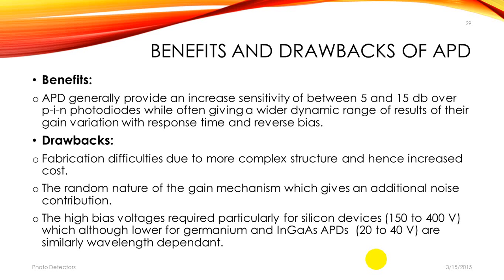Now the drawbacks: fabrication difficulties due to more complex structures and hence increased cost. The random nature of the gain mechanism, which gives an additional noise contribution. Then the third point, the high bias voltage required, particularly for silicon devices, 150 to 400 volts, which, although lower for germanium and indium gallium arsenide APDs, 20 to 40 volts, are similarly wavelength dependent.